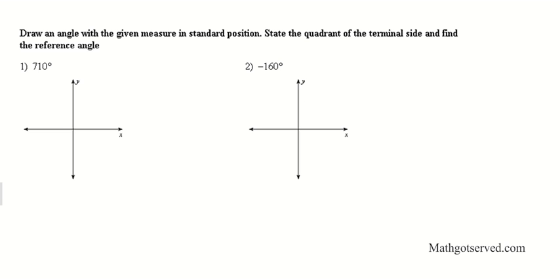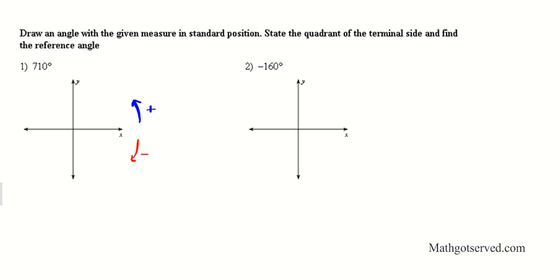All right, let's start out with number 1, 710 degrees. We have to remember the sign of the direction of rotation. If you're going down or clockwise, it is negative, and if you're going up or counterclockwise, it is positive. Since our angular measure is positive, we're going to be going up and around.